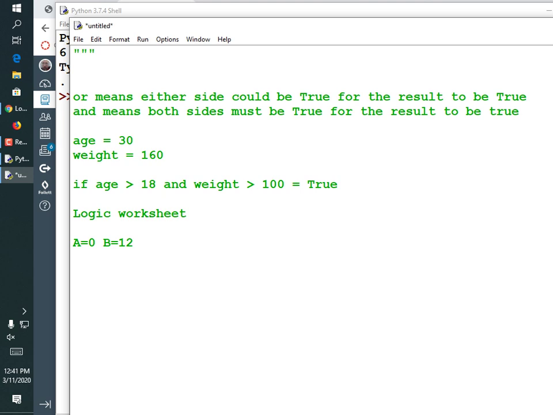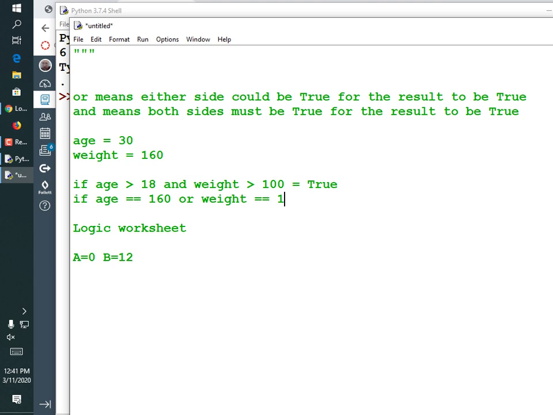All right, how about OR? If age equals 160 or weight equals 160, is that true or false? Well, OR means only one of them has to be true. And is it true that either one of them is equal to 160? I hear people typing, so I know you're paying attention. Somebody, don't be shy. It's true. Although age is not equal to 160, although this is false, this is true. Just like, are you sick or tired? You might be tired even though you're not sick. OR means only one of these has to be true. And although that one is false, this one is true. So that result is true.